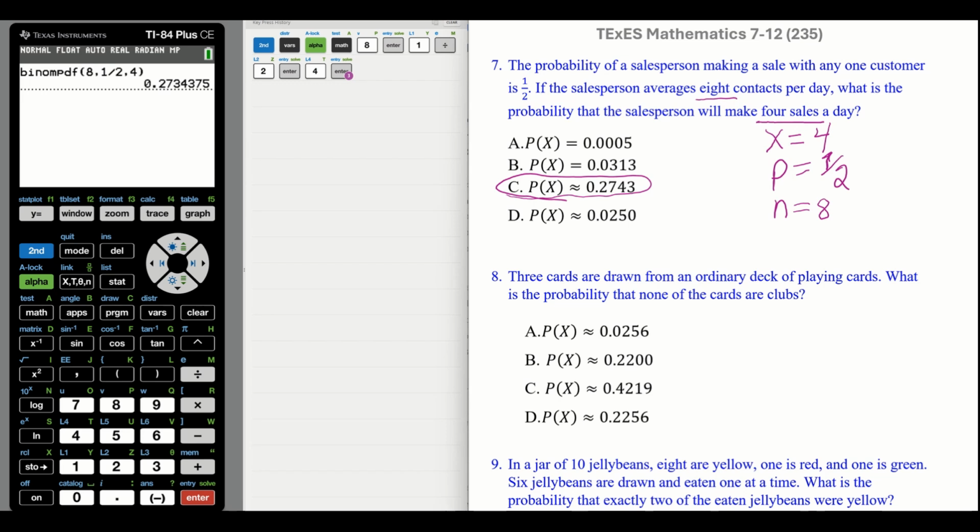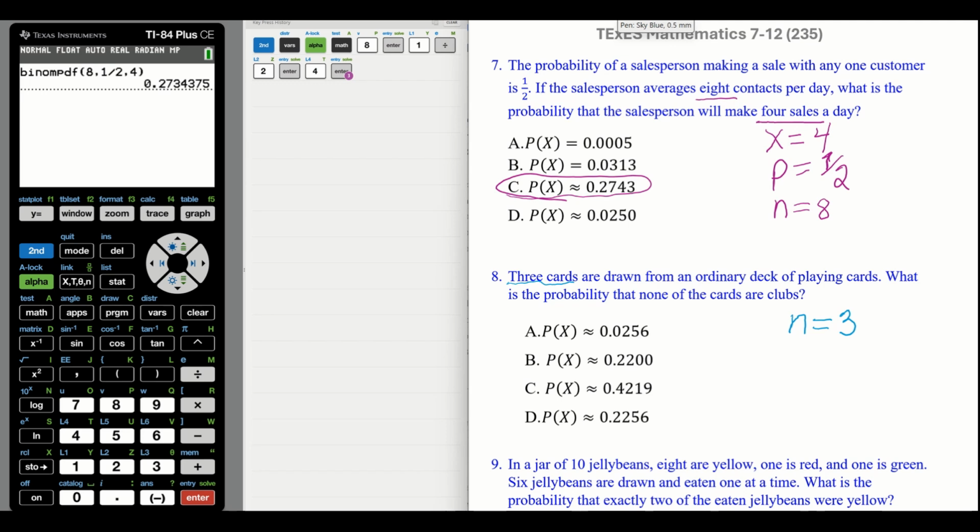Okay. Number 8. 3 cards are drawn from an ordinary deck of playing cards. What is the probability that none of the cards are clubs? Okay. This has changed things. Okay, we have 3 cards are drawn. Well, that has to be our number of trials. We're going to test out these cards by drawing 3. It's an ordinary deck.